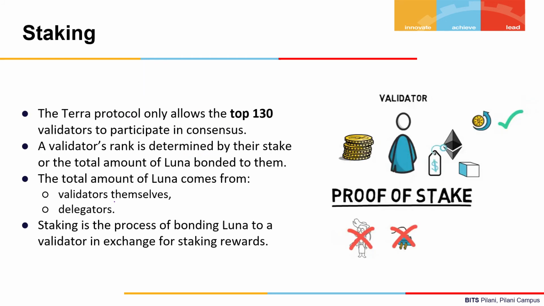Now, staking. The Terra protocol is based on proof of stake, and it is such that it allows only the top 130 validators to participate in consensus. Now, how exactly is this ranking determined? It is determined by the value staked to a particular validator. And the validator cannot just stake value to himself, but it can also have delegators who can stake Luna to these validators. We will discuss more about delegators in the subsequent slides.